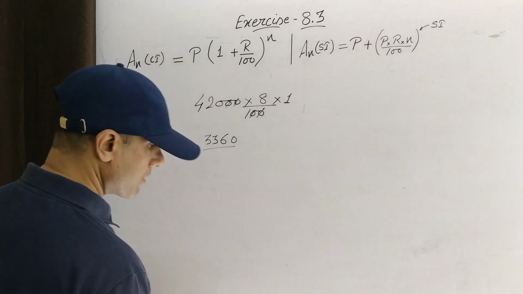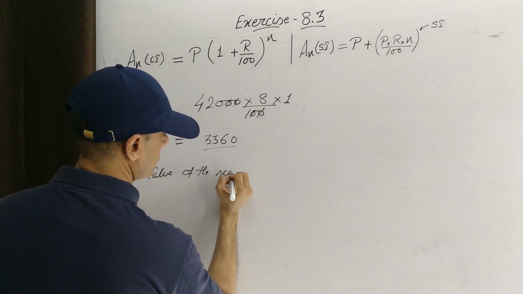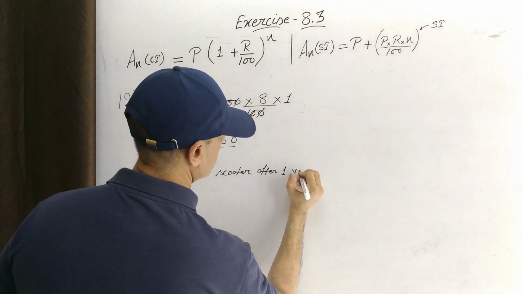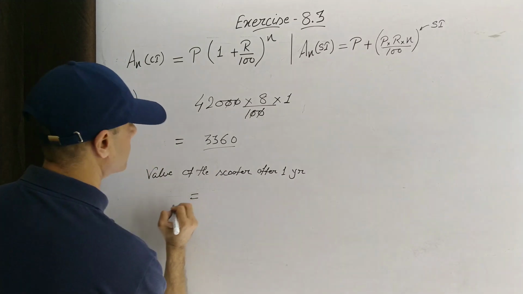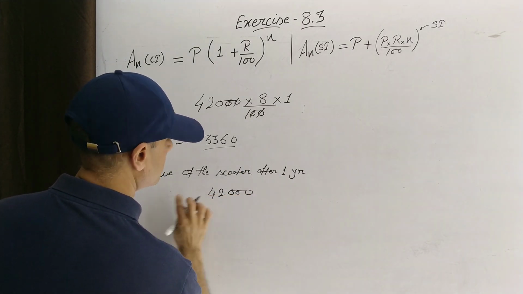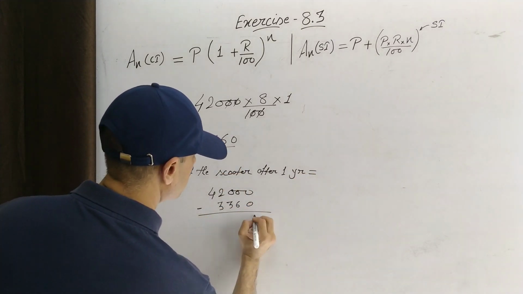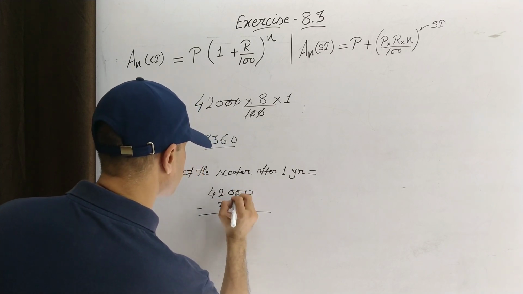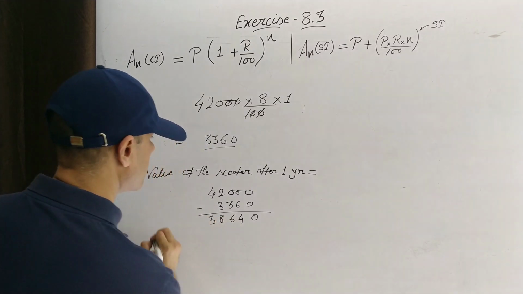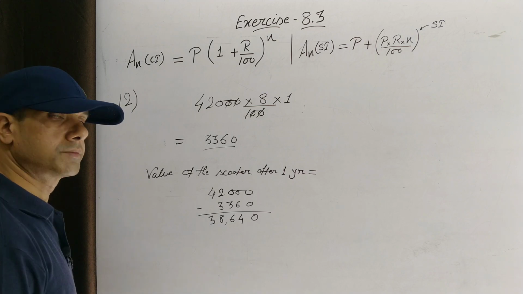So value of the scooter after 1 year is equal to 42,000 rupees minus 3,360. This equals to 38,640. Clear?